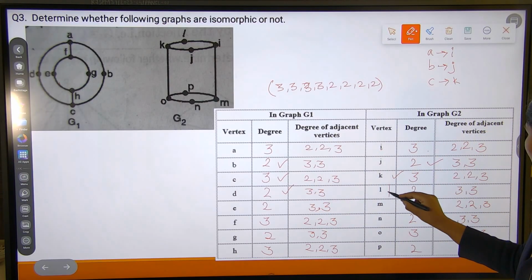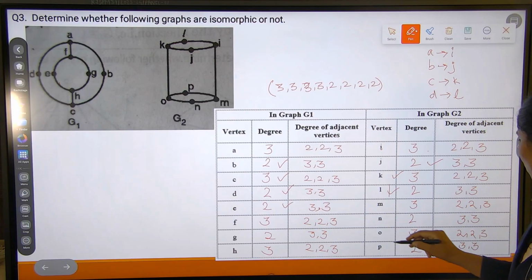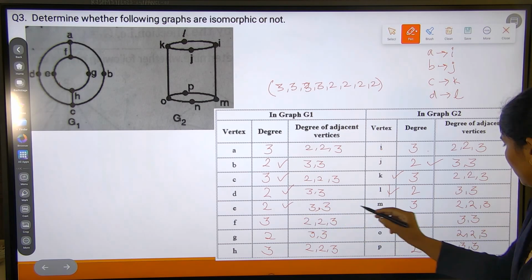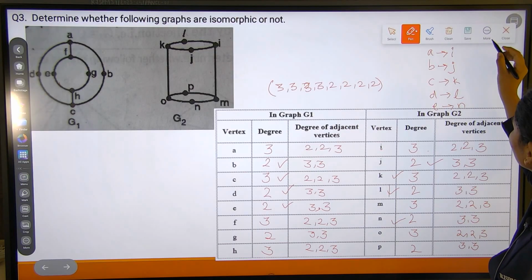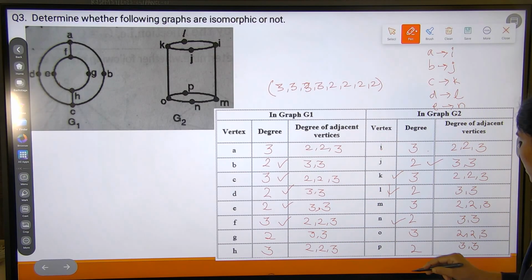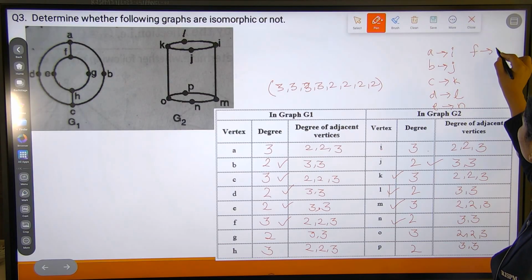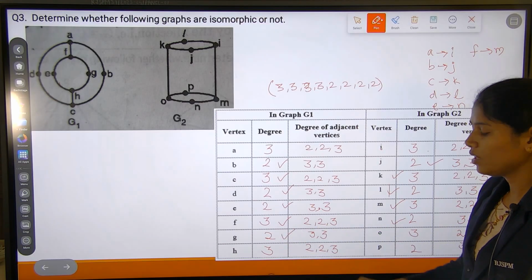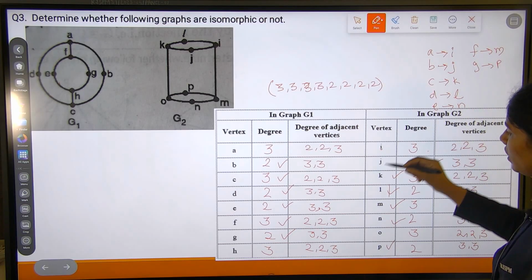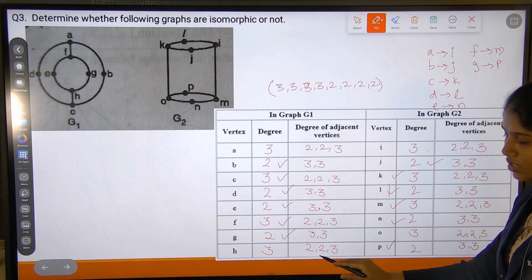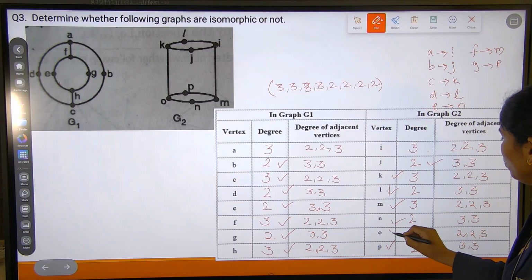Vertex D maps to vertex L. Next, vertex E has 3, 3 adjacency, so we can map E to N. Then vertex F, degree 3, has adjacency 2, 2, 3, so we can map F to M. Then vertex G has degree 2 and adjacency 3, 3, so we can map G to P. Then the last vertex H has degree 3 and adjacency 2, 2, 3, the same as O, therefore we can map H to O.